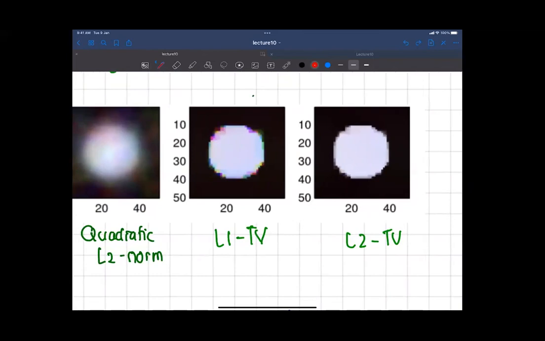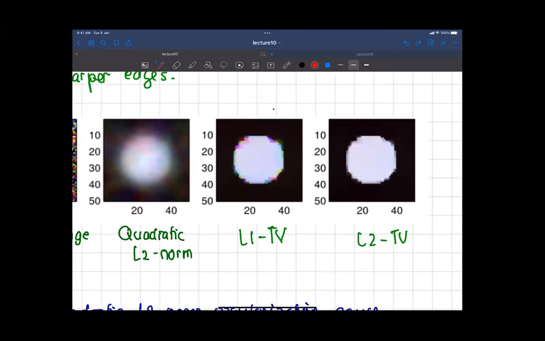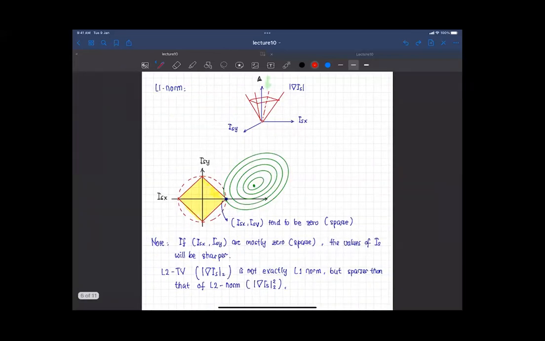So there is a difference between L2 norm quadratic function and L2 TV, or in this case, L1 TV as well. Is this understandable? This is actually a well-known fact in the optimization community. If you search L1 and L2 norm differences, they will explain it in this way. So this is the difference between L1 and L2 in terms of the optimization function. L0 will be much, much sharper because L0 means there will be more zero gradients.